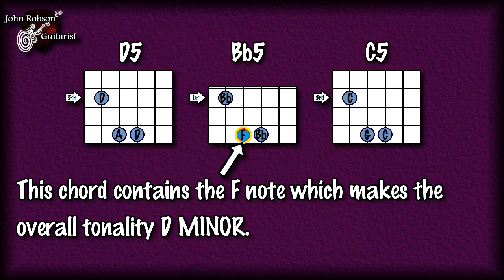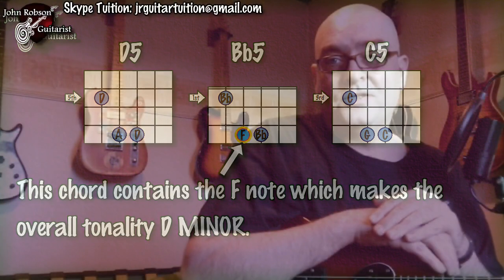Therefore, the entire chord sequence centered around the D5 chord, which is neither major nor minor, let's not forget, is in D minor, because the overall chord sequence contains the note that will nail that D5 down to being a D minor. It's an F note, therefore D minor. Because that chord sequence has the B flat 5 chord in it, which contains the F note, everything is kind of D minor in tonality. That F note added into the D5 tonality gives us an overall environment of being in D minor.